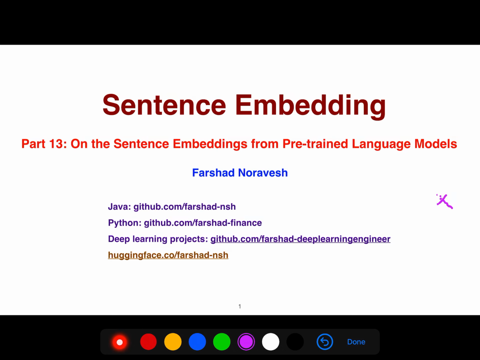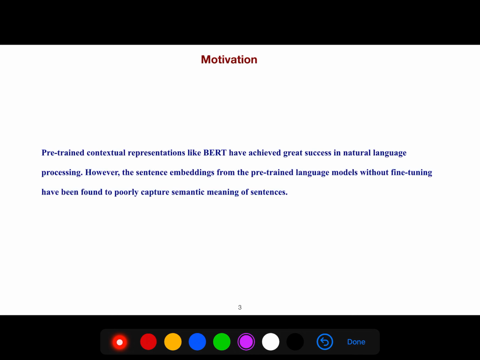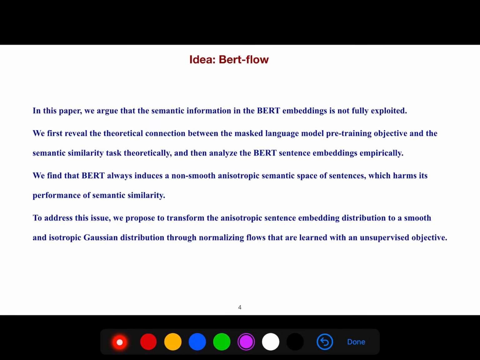In this lecture, I'm going to be talking about another approach for sentence embedding. So I'm going to be focusing on this paper in 2020 on the sentence embeddings from pre-trained language models. Pre-trained contextual representations like BERT have achieved great success in natural language processing. However, the sentence embeddings from pre-trained language models without fine-tuning have been found to poorly capture semantic meaning of sentences.